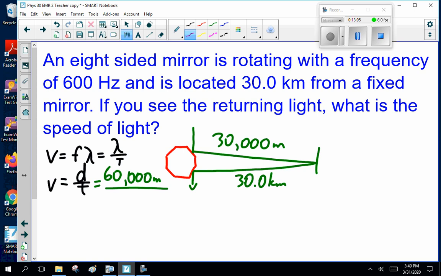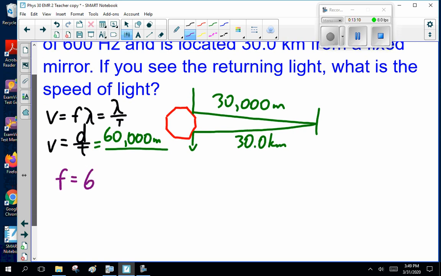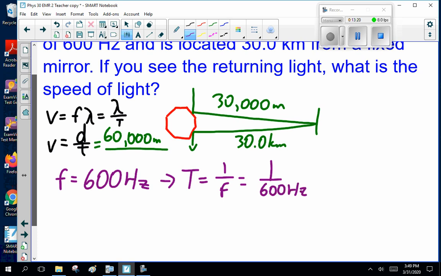Now, what's the period? Well, here this is easier. Frequency, 600 hertz or 600 cycles per second. So the period is 1 over the frequency, or 1 over 600 hertz. And I can't do that in my head. Where's Mr. Calculator? All right. 0.00166 repeating. Let's not do any rounding off yet.